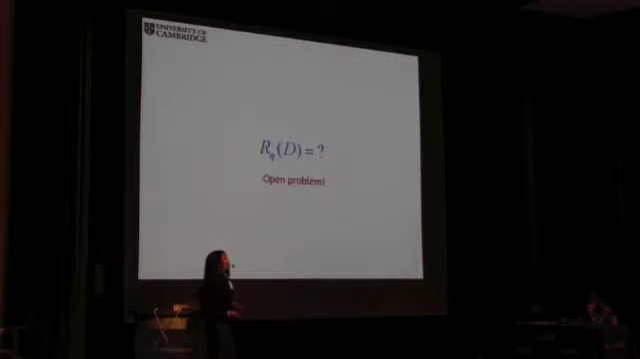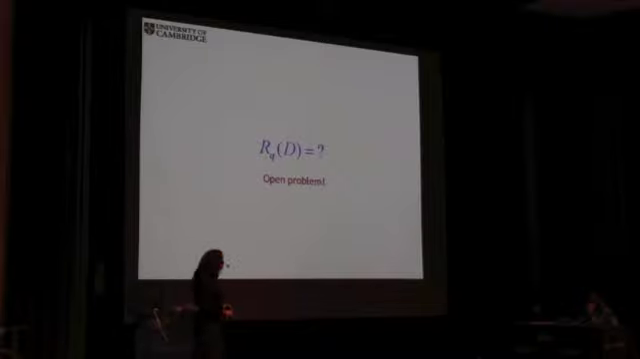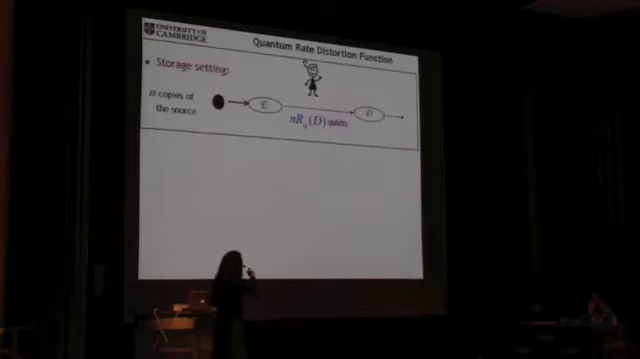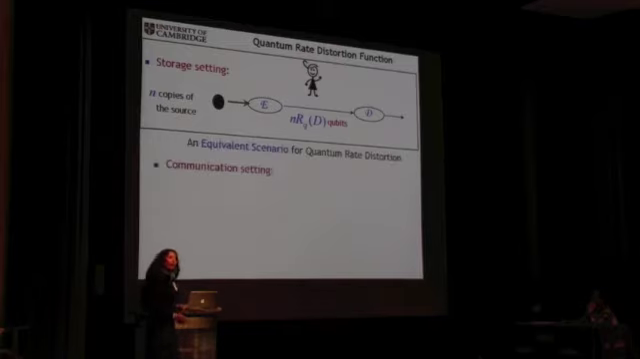Consequently, after Barnum's paper, finding a valid expression for the quantum rate distortion function had remained an open problem, and this is what we address. So, I defined the quantum rate distortion function in the storage setting. One can equivalently define it in a communication setting.